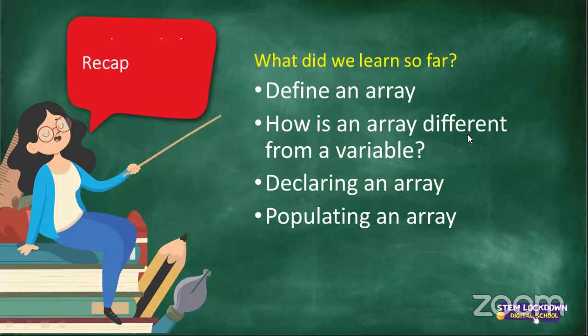Okay, so the next one is, how is an array different from a variable? An array is different from a variable because an array can store multiple values and a variable can only store a single value. Those were some of the pointers that we had to talk about. Declaring an array, we spoke about that quite in detail last week, and we finished off last week on Thursday with populating values in an array.